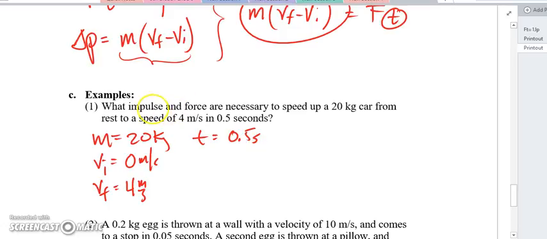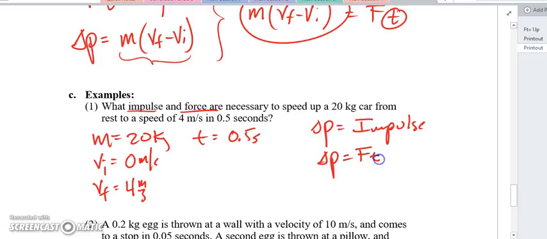So now they're asking you for what impulse and what force. So impulse is just change in p. All right, this is impulse. And we also know that change in p is equal to F times t, but I don't have force. So I'm looking for that force.